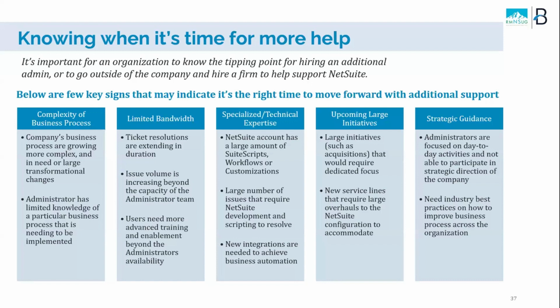If you see issue volume increasing, maybe it's worth looking at whether we have an issue with the system. Just like Brian mentioned before, if we have procure to pay issues constantly coming up, is there a specific volume that we're seeing in those tickets, or just in general, and maybe we need an outside party to come in and look. And then sometimes users may need more advanced training and enablement beyond what the administrator's availability has to dedicate that time.